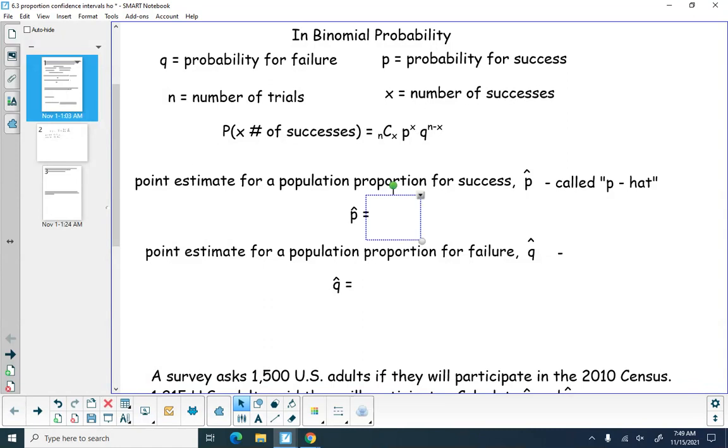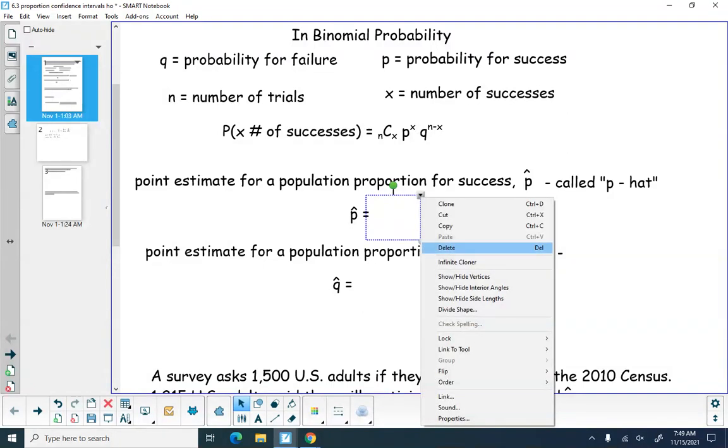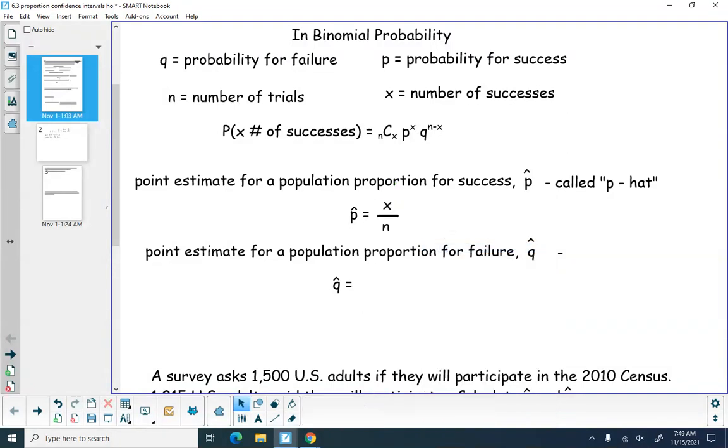How do we calculate our p hat? Once again, we're looking at a sample. We calculate the number of successes divided by the total number in the sample. So this is for a sample.